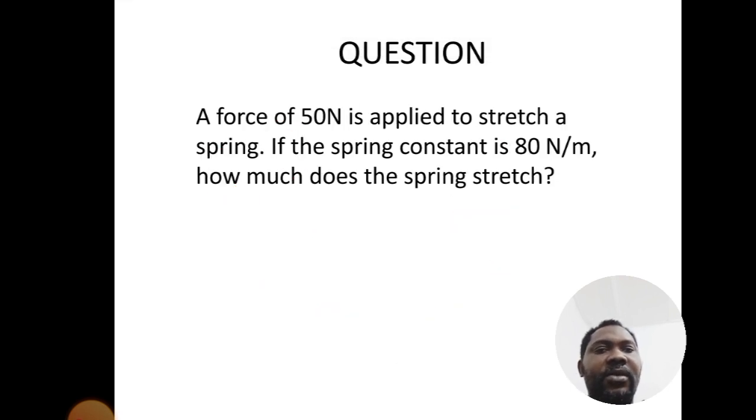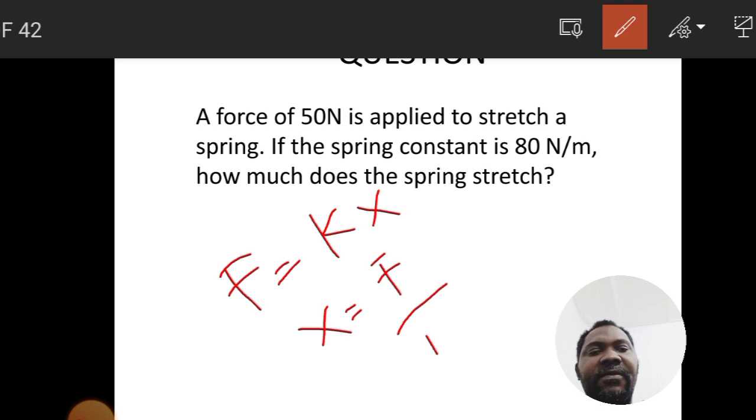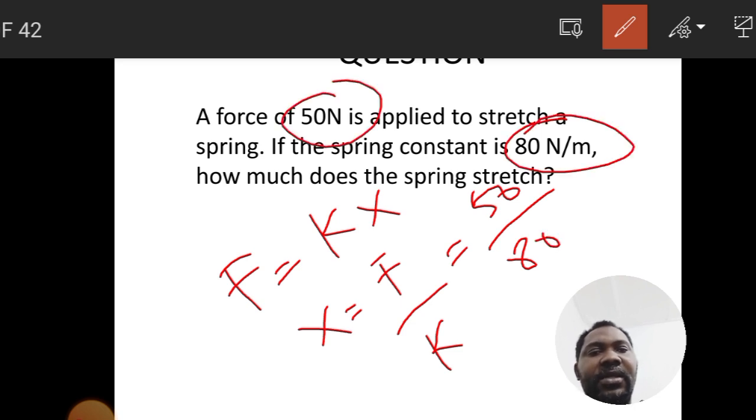The next question: a force of 550 newtons is applied to a stretched spring. If the spring constant is 18 newtons per meter, how much does the spring stretch? We want to know the stretch of the spring. We still use the formula F equals kx, so x is F over k. Our F is 50 and our k is 80. That's the spring constant, and this is the force. So that gives us, I think, 0.625.